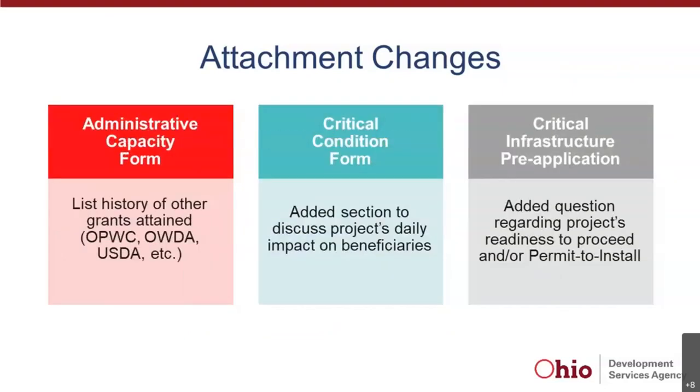The administrative capacity form was updated to include experience with administration of other types of grants and is used to demonstrate adequate staffing if a community has multiple requests or multiple open grants. The critical infrastructure condition form was updated to include a narrative on beneficiary impact. And there's a new form for communities that will enter into a subrecipient agreement for public services.